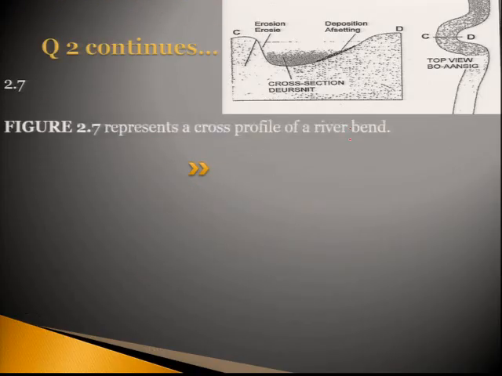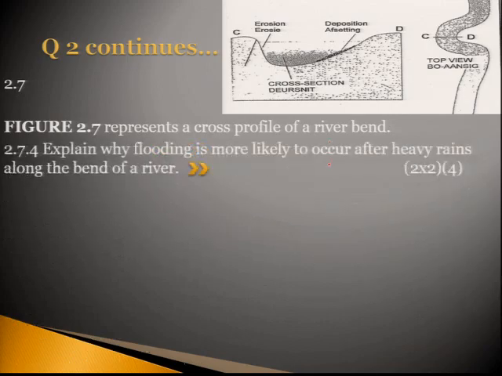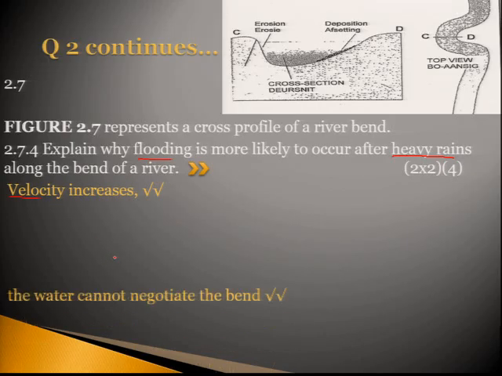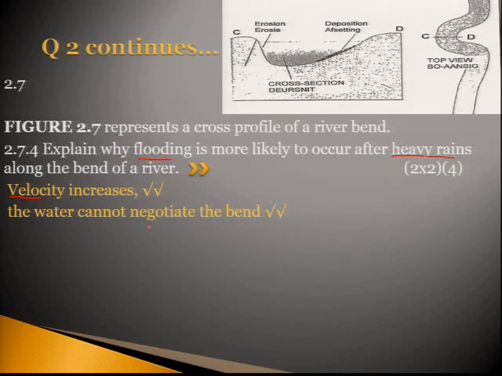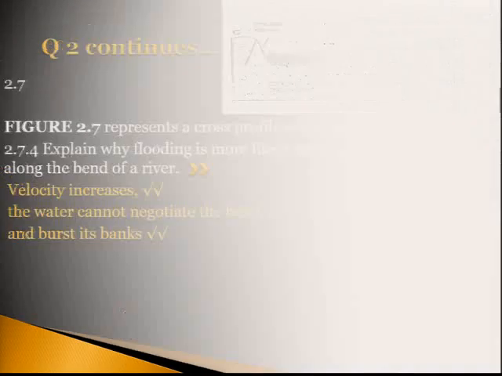Colleagues, let's continue with 2.7. Figure 2.7 represents your cross profile of a riverbed. Explain why flooding is most likely to occur after heavy rainfall. Why do we have floods? Because the river is flowing very fast. The water cannot negotiate its bend, and it will start to burst its banks.